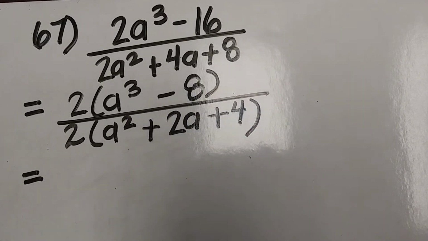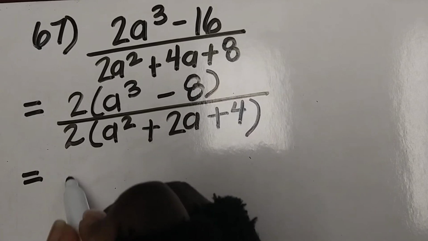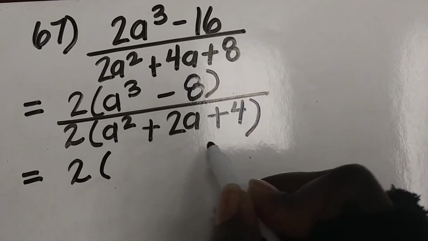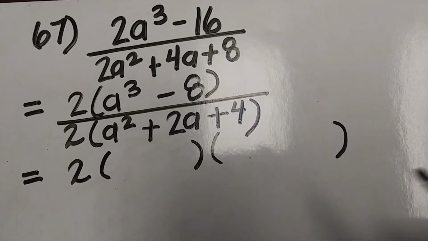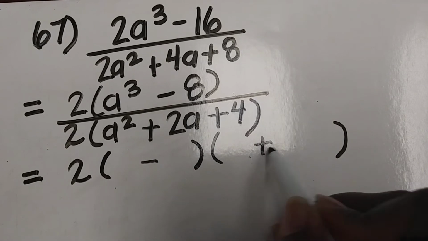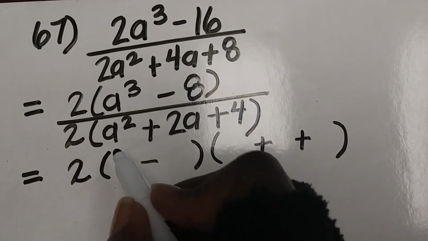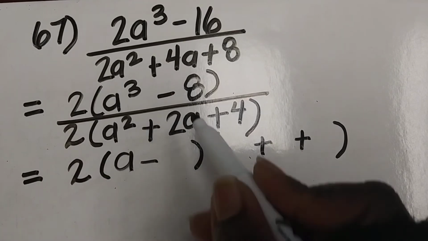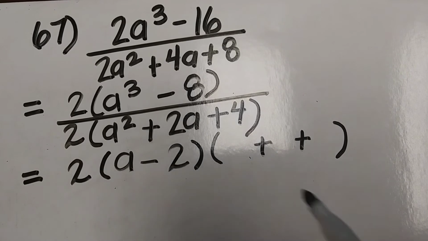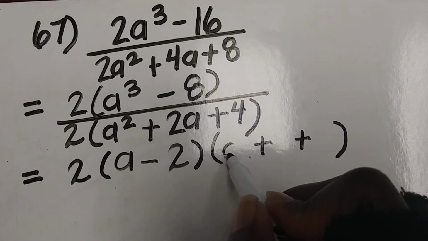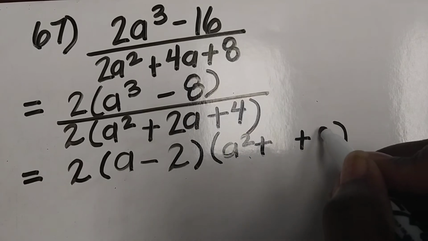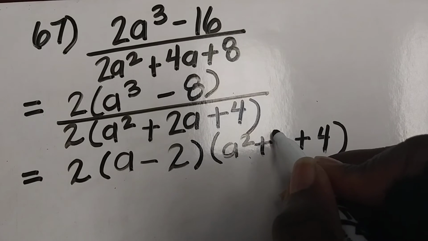In my numerator, I see a difference of 2 cubes. So bring down that 2, a little parentheses and a big parentheses. And you need to remember your sign order: minus, plus, plus. You want to take the cube root of a to the third, which is a. Cube root of 8 is 2. Now, you have to square the a, square the 2, multiply 2 and a.